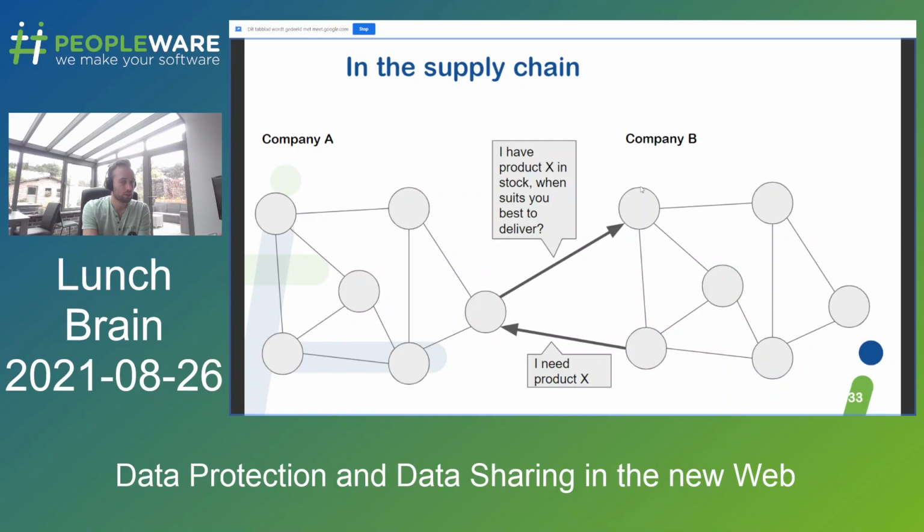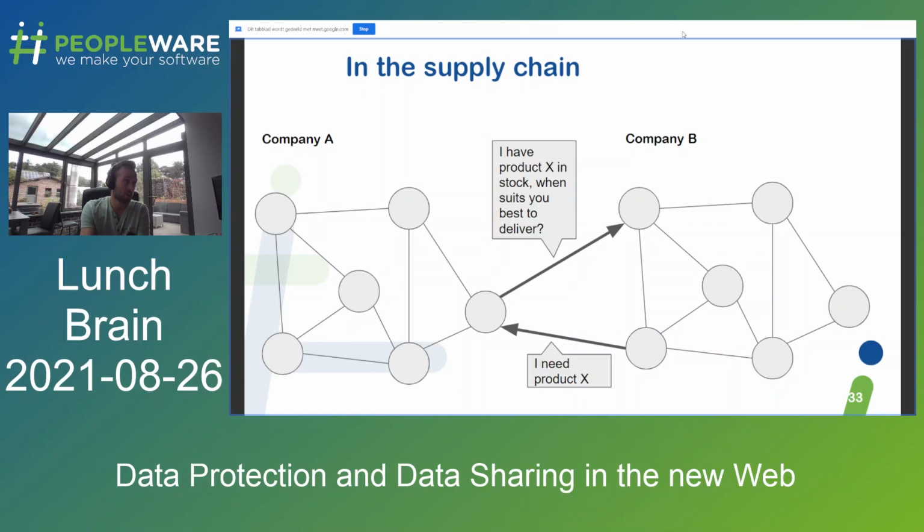But that's internally. We can also have a way to look at this over companies. So within the supply chain, because we are not the only company, we don't work on our own. We have clients, we have suppliers who all have information about each other or what they would like to do.